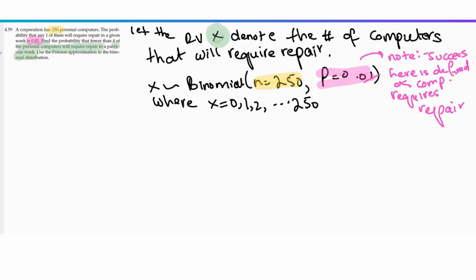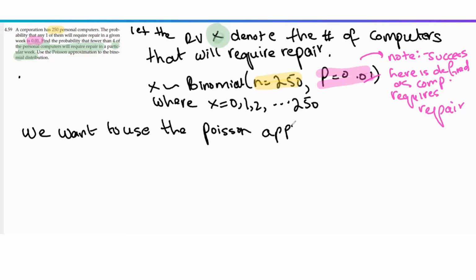So this is fine. I want to use the Poisson approximation. The question has told us to use Poisson. We want to use the Poisson approximation. The question has explicitly asked us to do that, so we want to use the Poisson approximation to solve this binomial question.